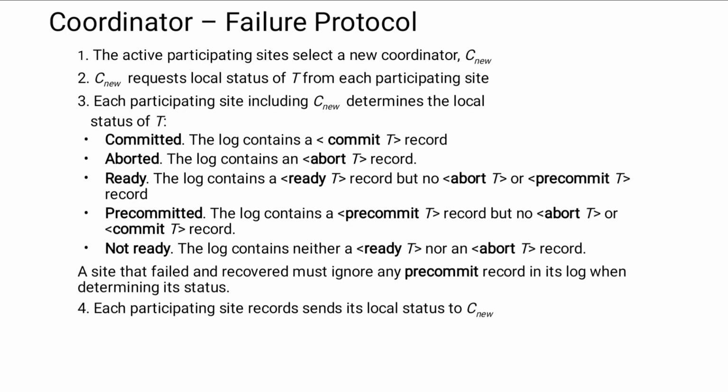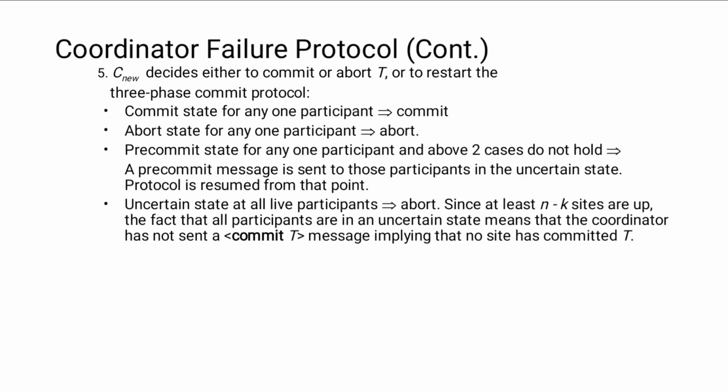A site that failed and recovered must ignore any pre-commit record in its log when determining its status. Only for pre-commit do we have to give some attention. Then the new coordinator will decide either to commit or abort T, to restart the three-phase commit protocol. Commit means commit, abort means abort. Pre-commit means two cases: a pre-commit message is sent to those participants in the uncertain state, and the protocol is resumed from that point.